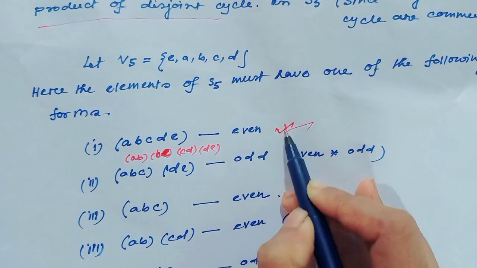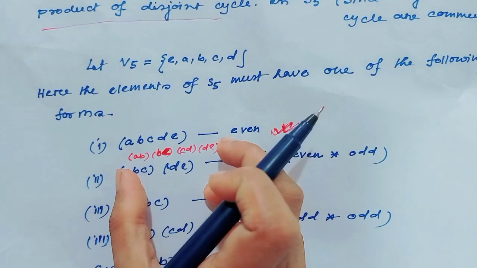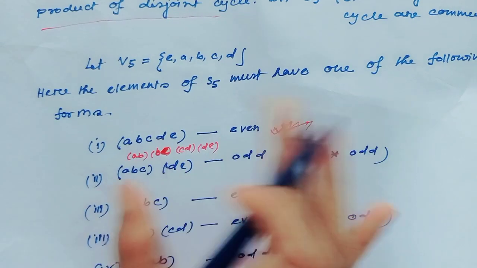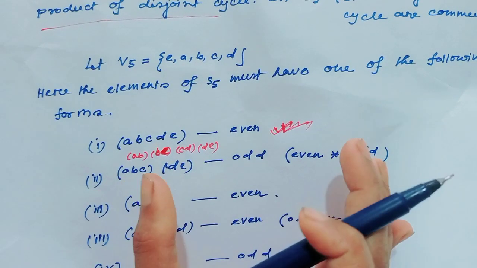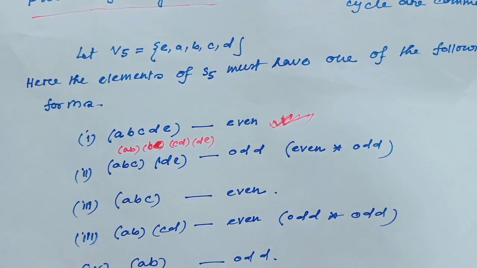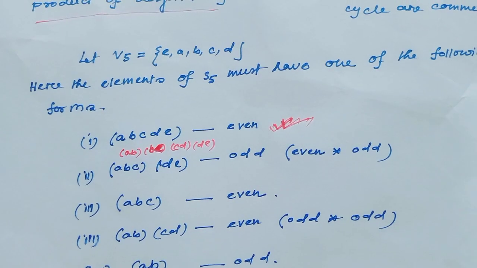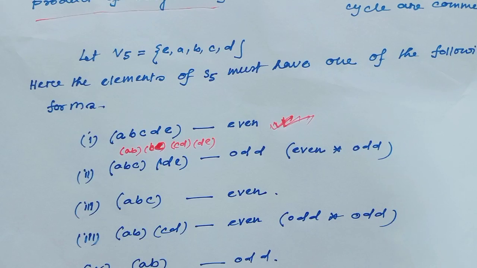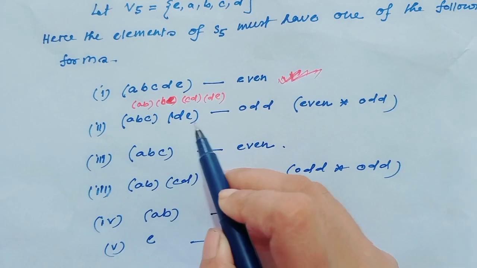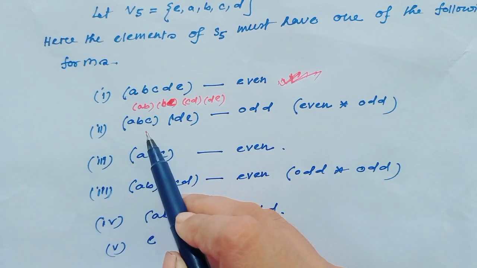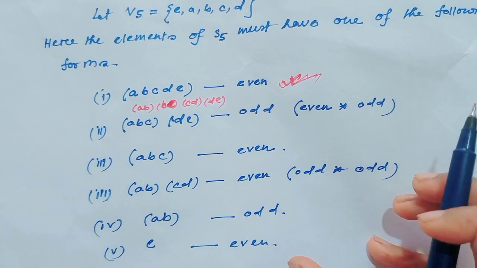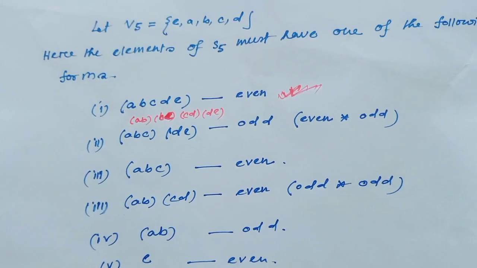That means each such cycle is even. When any cycle contains an odd number of elements, we know we can write this cycle as an even number of transpositions. And any cycle which contains an odd number of elements is always an even permutation, because the type of cycle is (A, B, C, D, E). This cycle contains an odd number of elements, so obviously this cycle would be even.